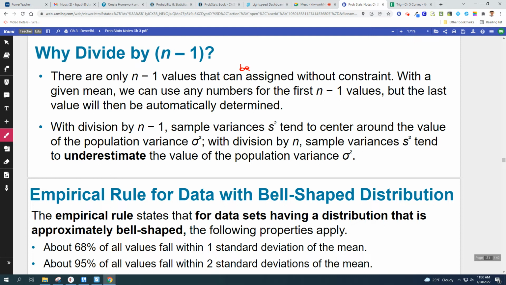With division by n minus 1, sample variances S squared tend to center around the value of the population variance, sigma squared. With division by n, sample variances S squared tend to underestimate the value of the population variance. Okay, I think you're going to need to read that again. I don't want to read it to you again, but you probably need to read that again.